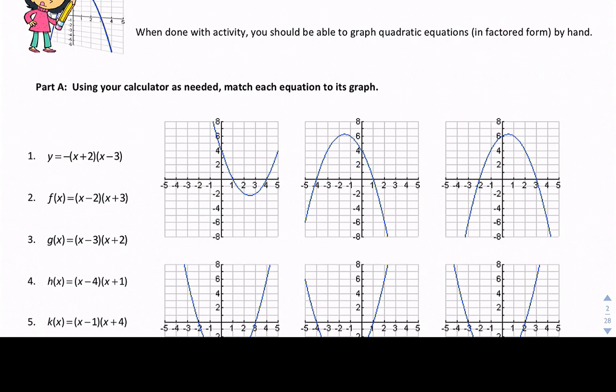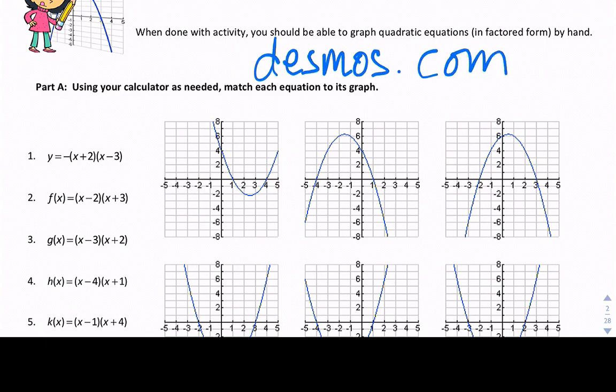Today we are going to look at graphing from factored form of a quadratic. So we'll start class by doing an activity on the calculator. And if you don't have a graphing calculator at home, you can go to Desmos, D-E-S-M-O-S. I'll write that up here, Desmos.com, and use the graphing calculator.